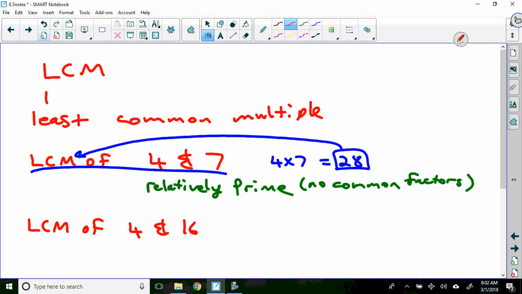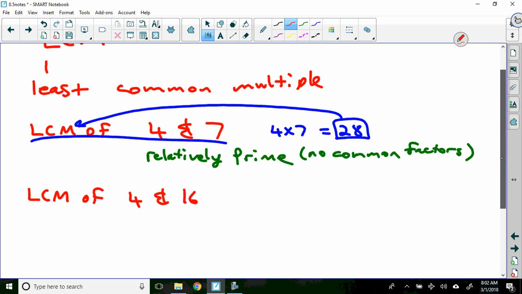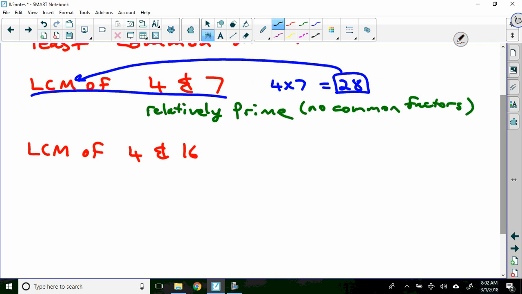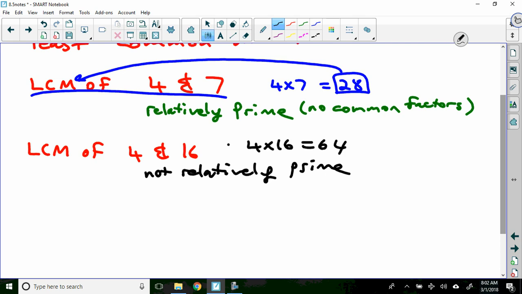Here, if you did your 6th grade teacher's method, you would find a common multiple, but you certainly would not find the least common multiple. So in the context when these things are not relatively prime, it's not just a simple matter of taking 4 times 16 and getting 64. That's not what you do. That's wrong. 64 is a common multiple, but it's not the least.